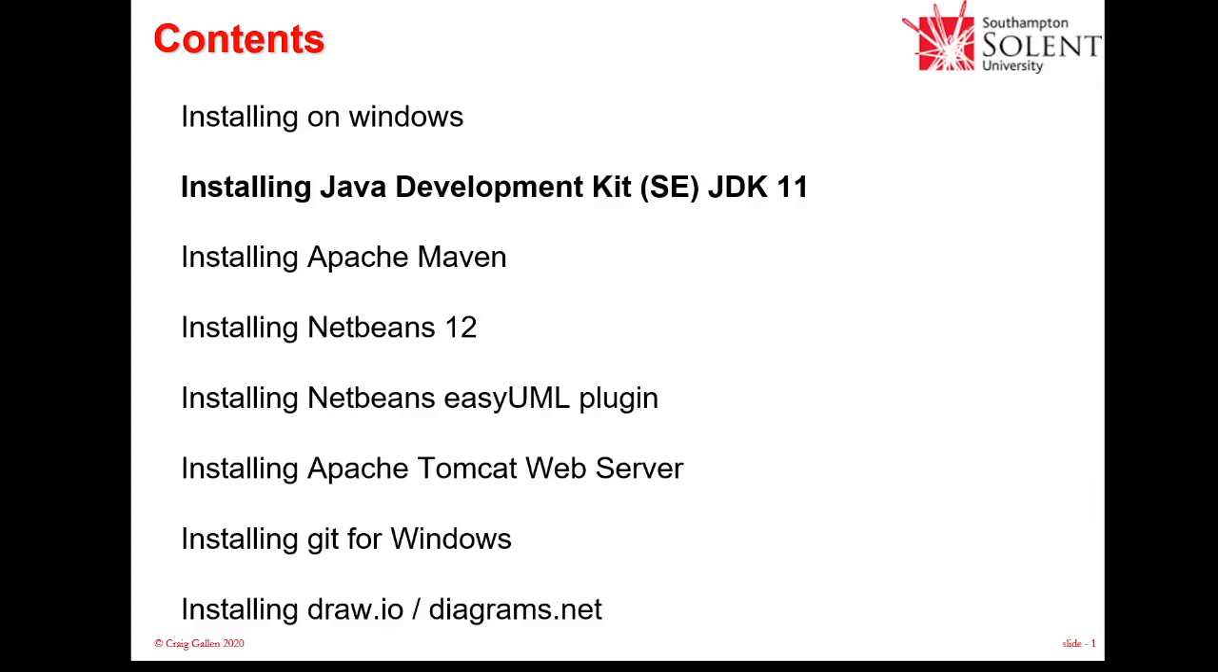So what are we going to do? Well, we're going to start by installing the Java development kit, in this case JDK 11. We're going to install Apache Maven, Netbeans 12, a UML plugin for Netbeans, Apache Tomcat, which is a web server that is used in Java environments, and we're going to install Git and also diagrams.io. So quite a list of software.